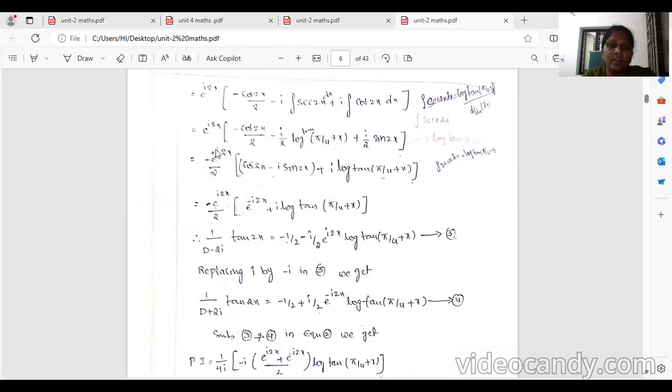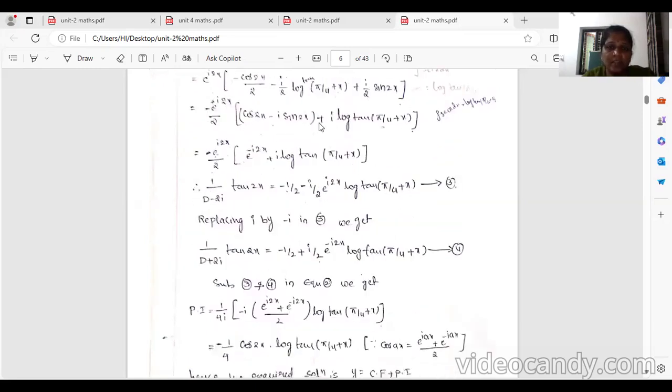So e power, taking minus common, and 1 by 2 also, e power i2x minus by 2 into cos 2x minus i sin 2x plus i log tan pi by 4 plus x. So cos theta minus i sin theta is e power minus i theta. In place of theta, 2x. So e power minus i2x plus i log tan pi by 4 plus x.